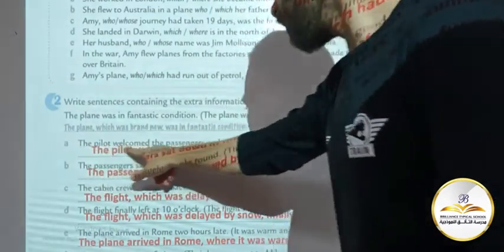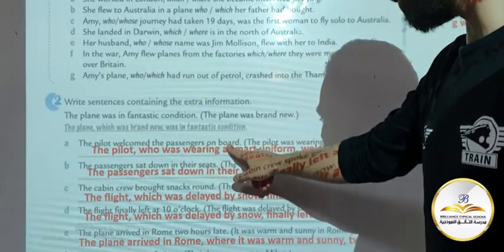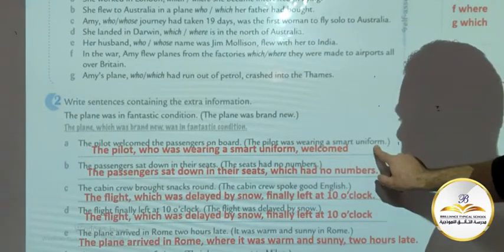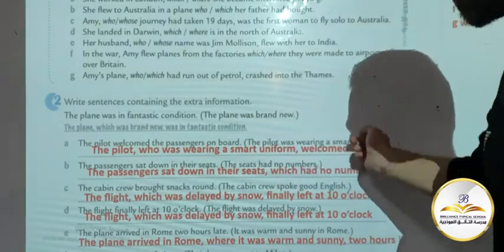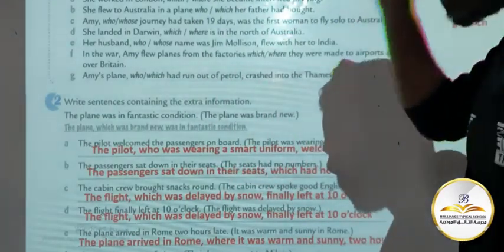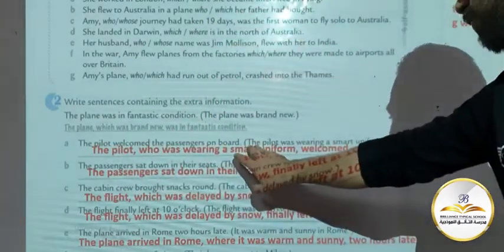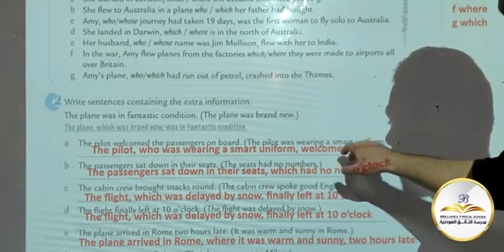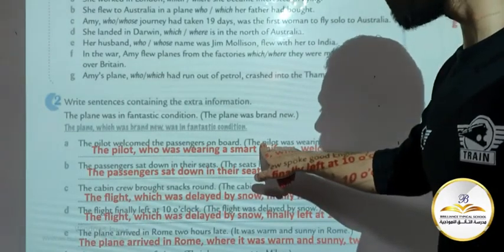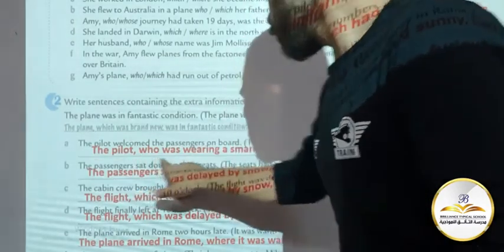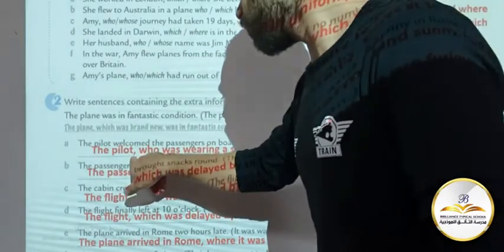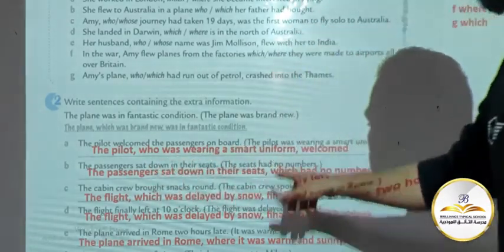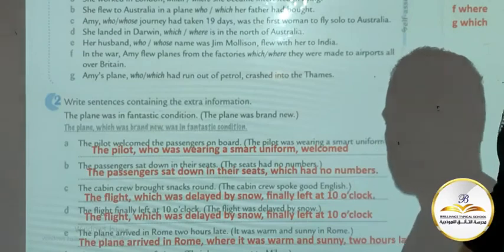We have the pilot welcomed the passengers on board. This is the first fact. And the pilot was wearing a smart uniform. I want to add this inside of this. So what I'm going to do is the pilot, and then I'm going to start. First, I need to add a relative pronoun. I'm talking about a person. So I'm going to use who. So the pilot who was wearing a smart uniform, and I'm going to use before it a comma and after it a comma. Okay, who was wearing a smart uniform, welcomed.